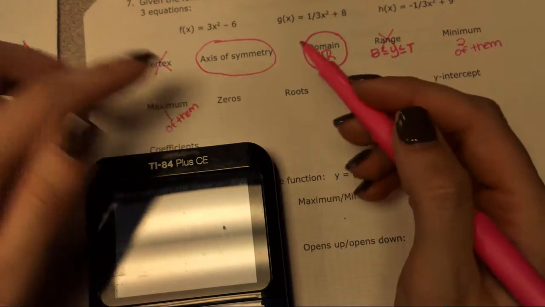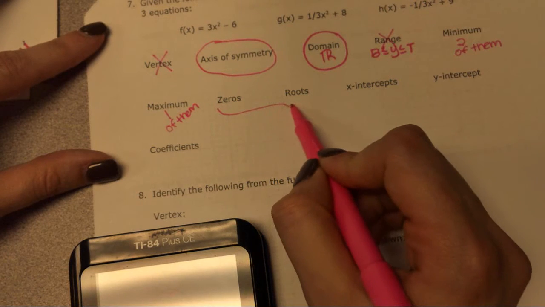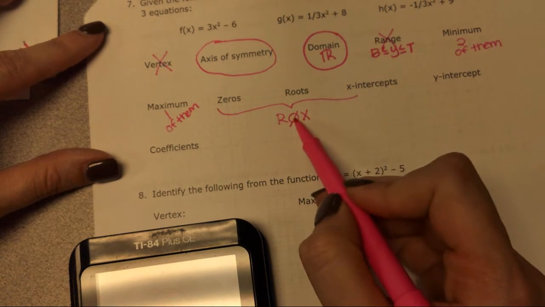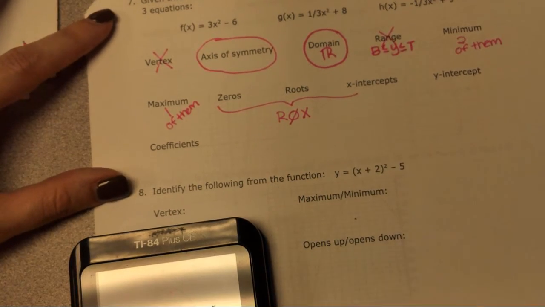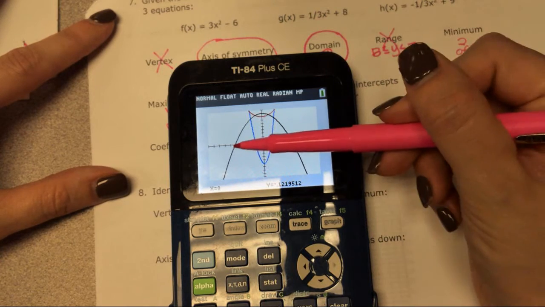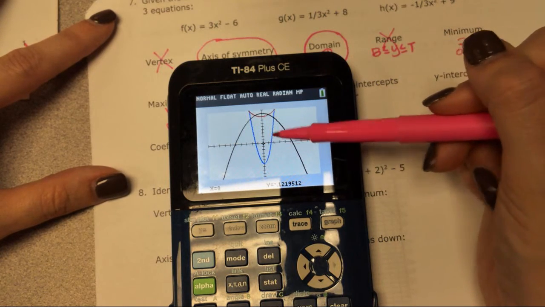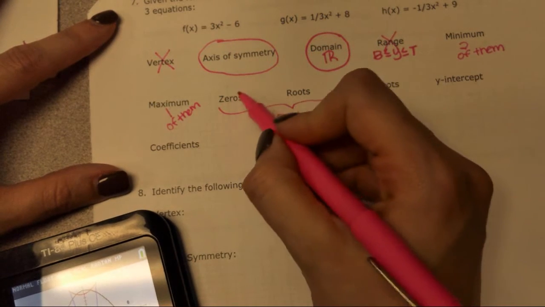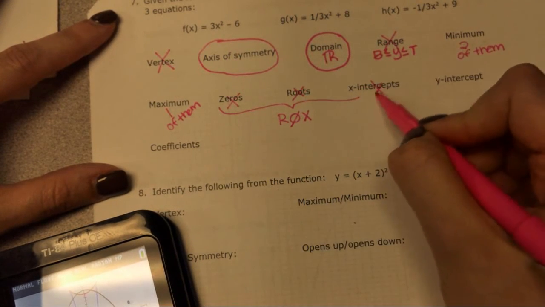Zeros, roots, and X intercepts. Math rocks. Roots, zeros, X intercepts all mean the same thing. When I'm looking at this graph, you can see there's X intercepts here and here, here and here, and this one doesn't even have X intercepts. So they are not the same for all of them.